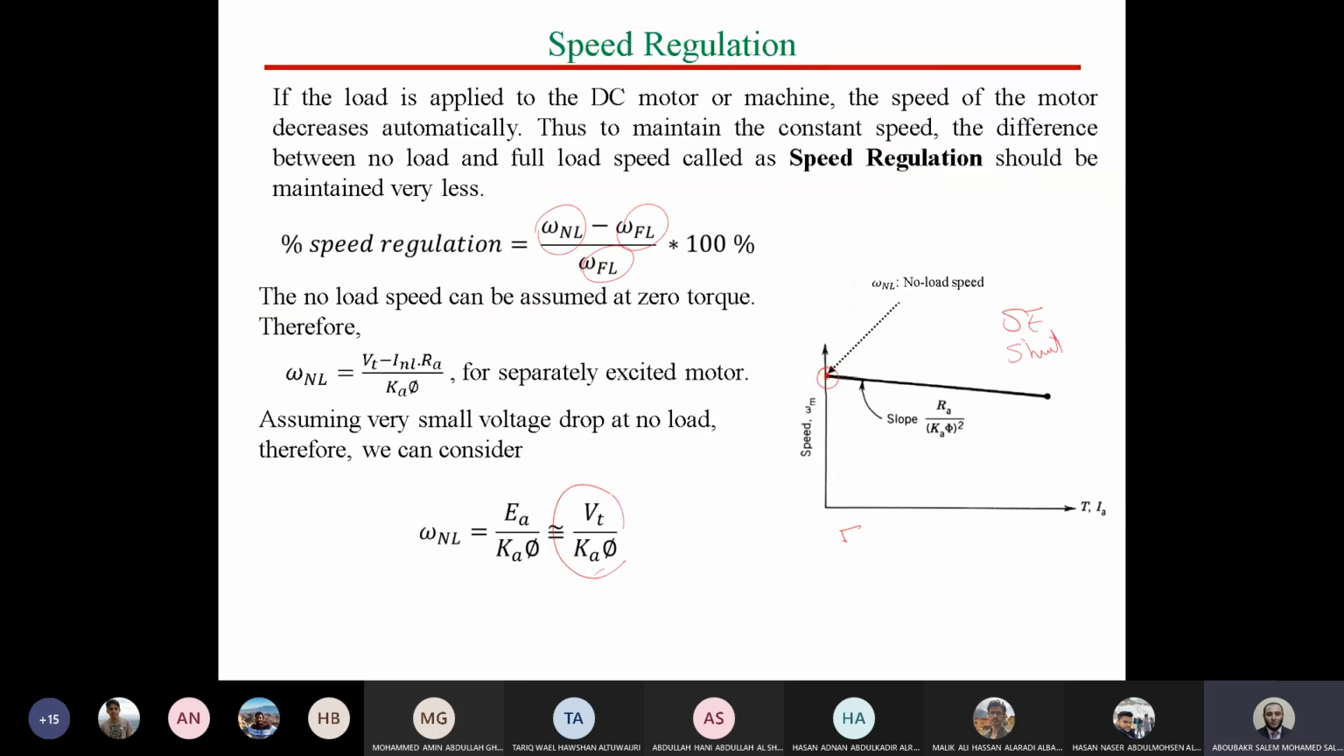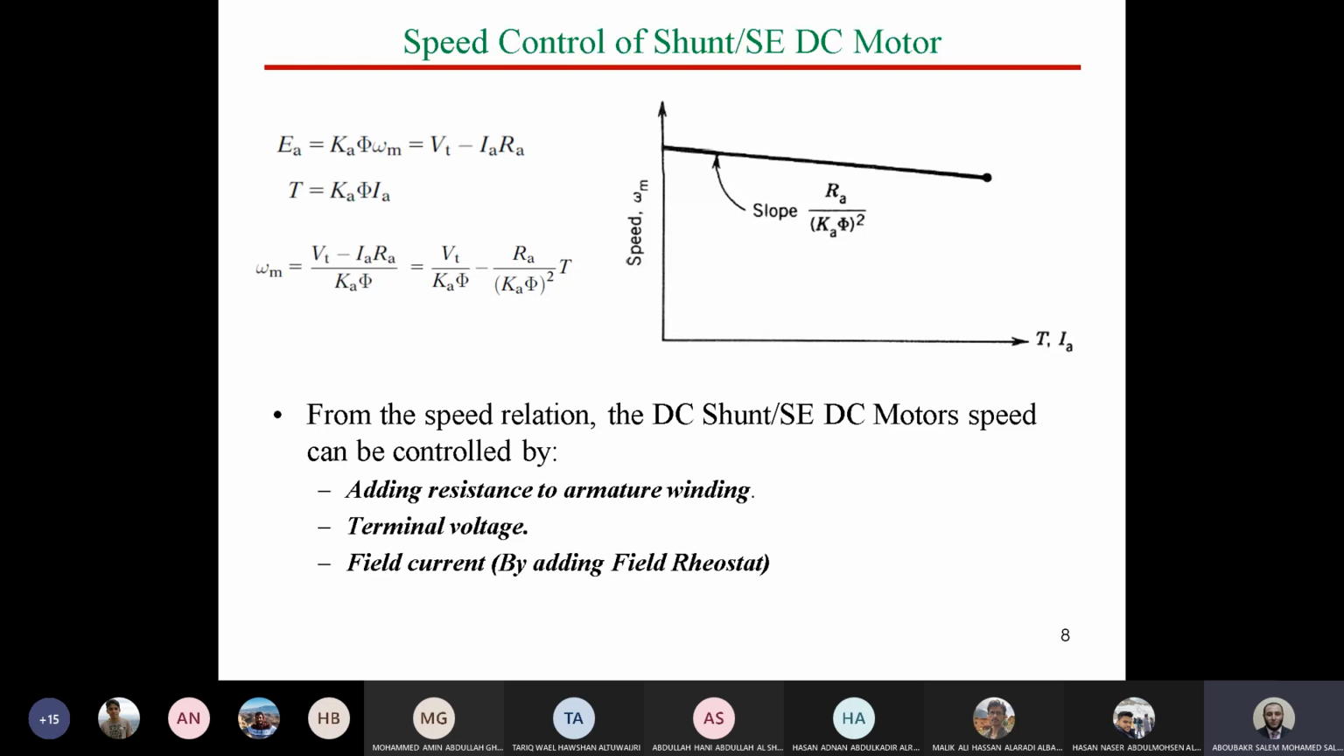It seems this slide is repeated, so this one can be removed. Slide number 8. I will update it after class, inshallah.